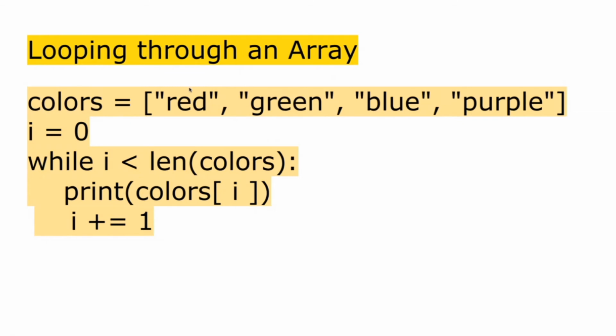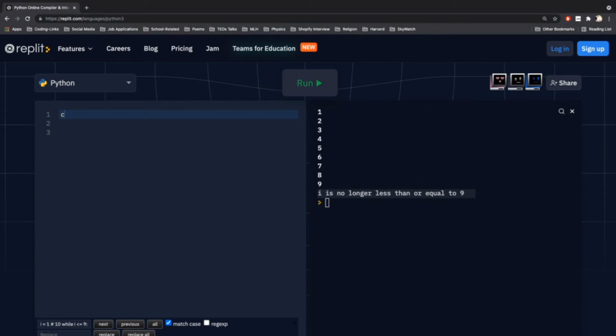Looping through an array. Colors, our array, is equal to red, green, blue, purple. I is equal to 0, while I is less than the len, a new keyword here, len of colors, print colors[I], I plus equals 1. So we're going to learn something new here. Let's say colors is equal to blue, purple, green. A while loop consists of a variable, I is equal to 0, for example, while I is less than the len of our array, the length of our array. The keyword len means the length. What is the length of this array? The length is just how many elements are in it: 1, 2, 3. The len of colors basically means 0 is less than 3.